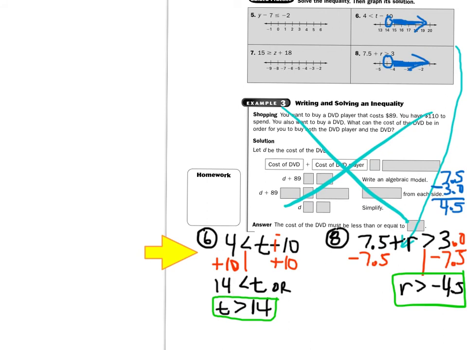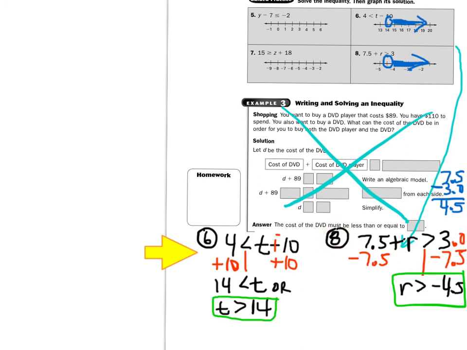Now don't graph 14 is less than t. Read it to me backwards, starting with the t. T is greater than 14. That's what I wrote here, and that's what I'm going to graph. Since it cannot be equal to 14, I'm going to put an open dot at 14, and then we're going to shade everything larger than 14. So shade everything to the right.